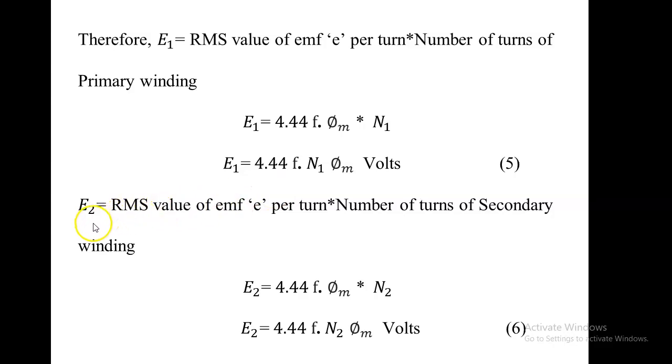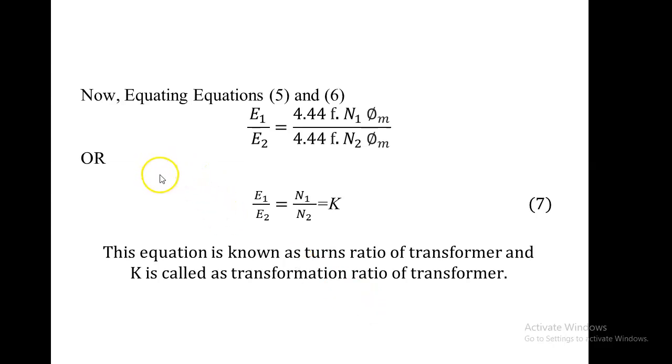Now we will similarly find the RMS value of induced EMF across the secondary winding, which is E2, equal to the RMS value of induced EMF per turn multiplied by the number of turns of secondary winding. Therefore E2 can be written as 4.44 f into phi m into the number of turns of secondary, N2. Therefore E2 equals 4.44 f into N2 into phi m volts. So equations 5 and 6 give the value of induced EMF across primary and secondary winding.